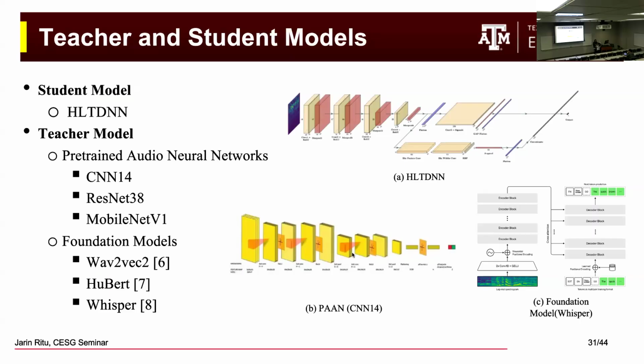Yes. So for the student network, I'm using this HLTDNN. It's called histogram layer time delay neural network. So time delay neural network is a 1D network to process audio signals. If you see the upper network, this is a regular TDNN. So we added a histogram layer in parallel to the TDNN after the fifth convolution layer to extract the statistical information in it, and we called it HLTDNN model. That's our student.